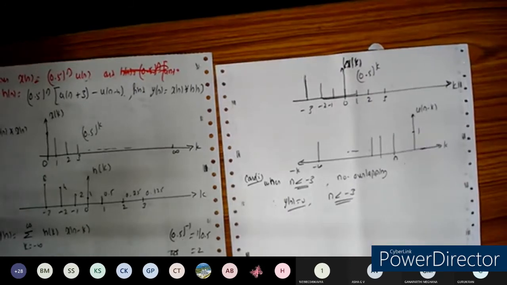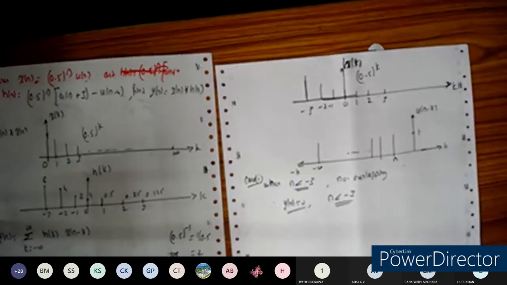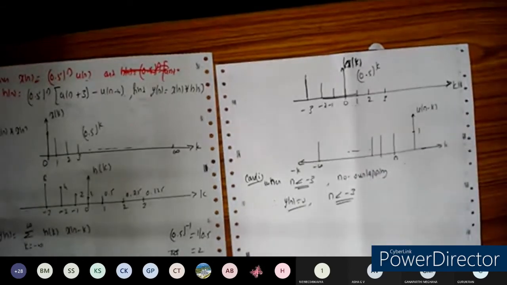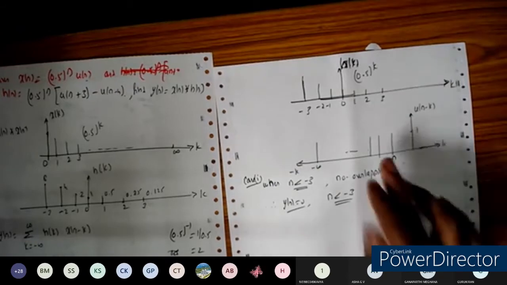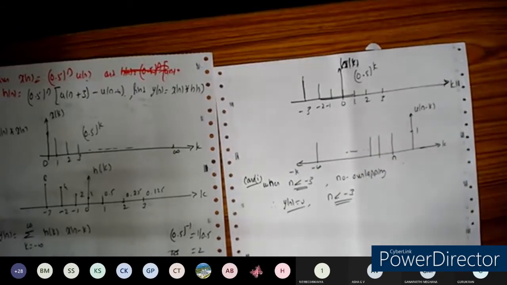If you have any doubts, you can ask me, because this is a very important concept. Easily you can score the marks here. You just need to understand the concept, that's it. It's not difficult, but everyone feels that convolution is very difficult. But if you plot the waveforms and you know the conditions, you can easily do any problem.